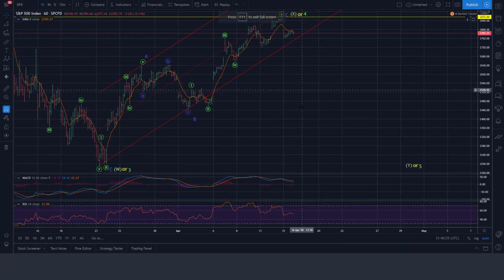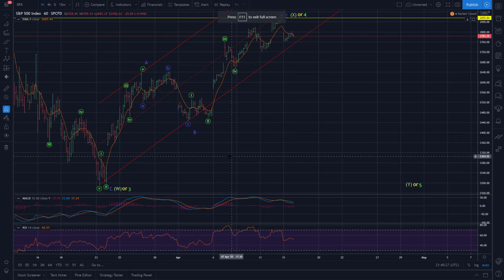Okay, now on the hourly chart, just for a little more detail, this is a classic 5-3-5 zigzag. So we got our 1, 2, 3, 4, 5 up for A, ABC down for B, 1, 2, 3, 4, 5 up for C, and that's for either X or 4. And then we'll be looking to come down here in either Y or 5.